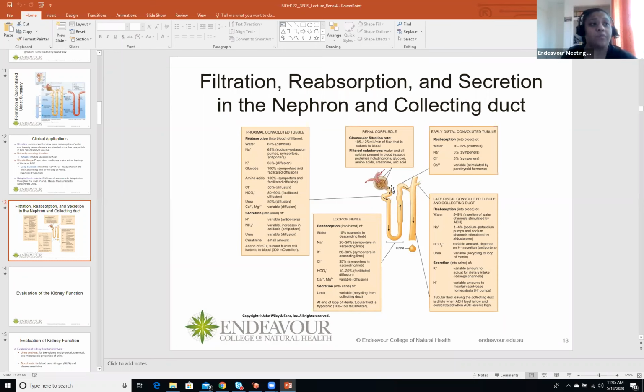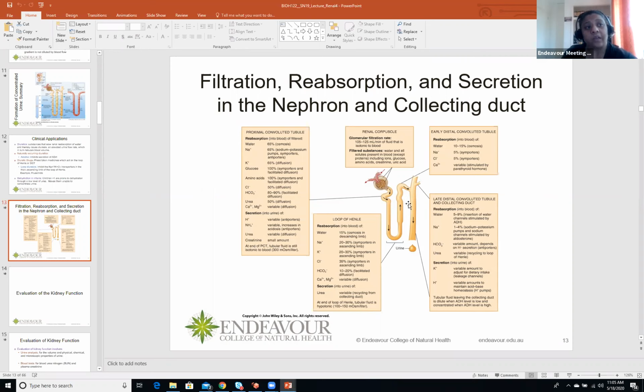And so the majority of the reabsorption is taking place in this part, and a few things are put back into the renal tubule, which is basically hydrogen ions, ammonia, urea, and creatinine. Okay, as the filtrate descends into the loop of Henle, again the reabsorption continues.